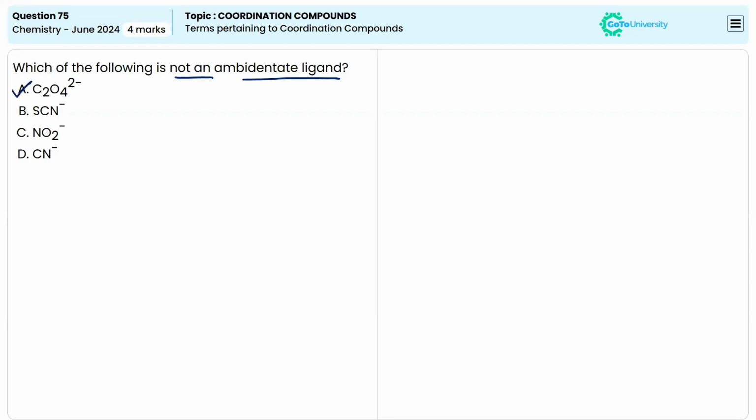But if you check SCN minus, that is the thiocyanate ion, they can use both sulfur and nitrogen as the donor atoms. So they are ambidentate ligands. If you check NO2 minus, both nitrogen and oxygen can be used. So this is also not a correct answer. If you check CN minus, the cyanide ion, both carbon and nitrogen can act. So this is also an ambidentate ligand. So the other three are ambidentate ligands, and the first one, the oxalate ion, is not an ambidentate ligand. This is a bidentate ligand. So we can write C2O4 2 minus is bidentate.